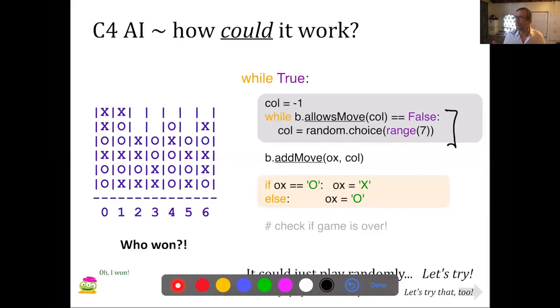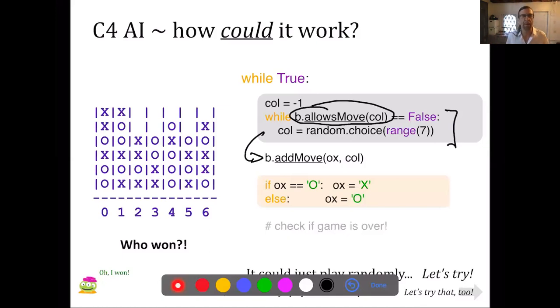That's what the range function does, right? And then we call that allows move function there to see, is that choice we just made allowable? If it's not allowable, then we do it again, right? Because this is a while loop. It's just going to keep looping. We're just going to keep picking random numbers until we find one that is allowable. Once we find a column number that is allowable, then we add that move.